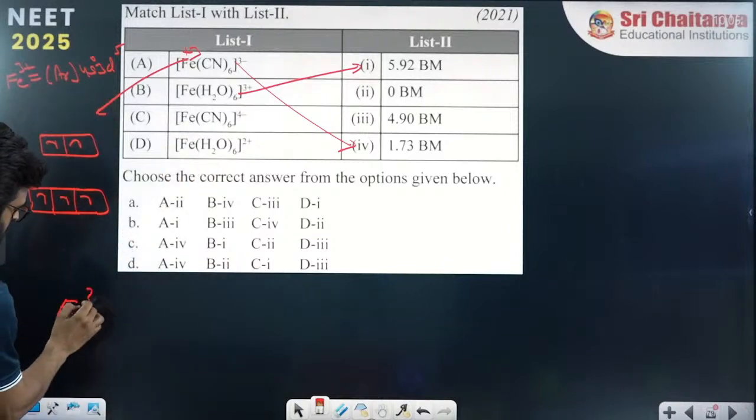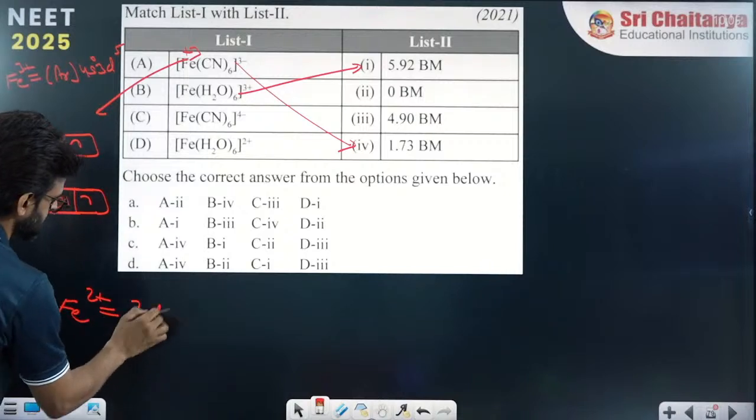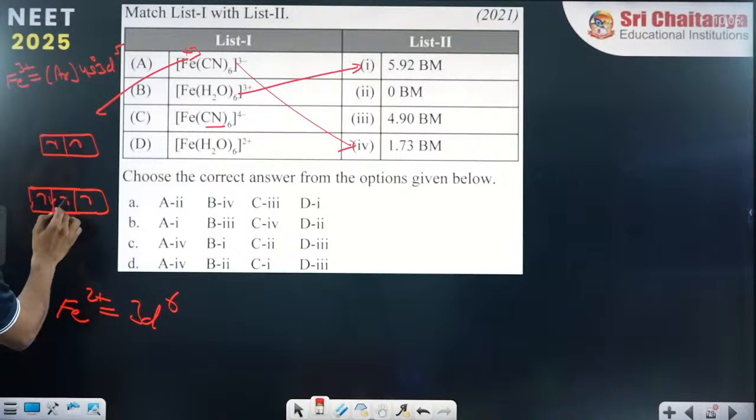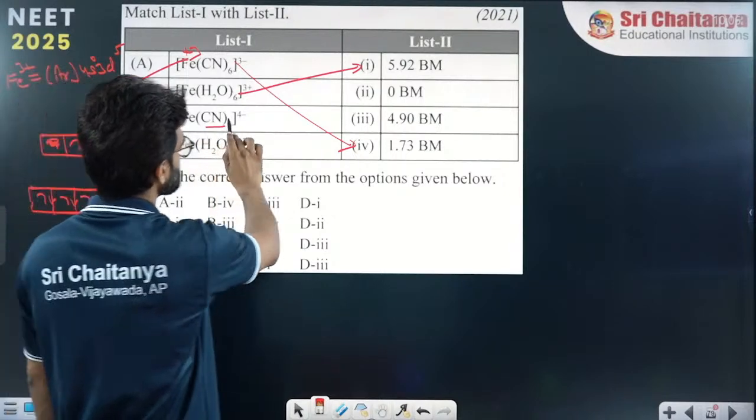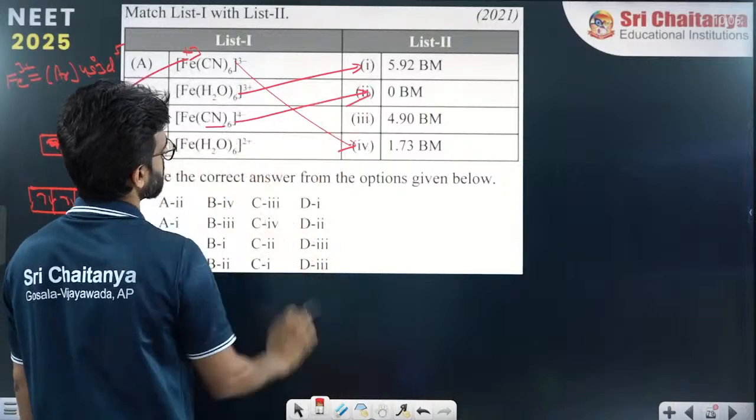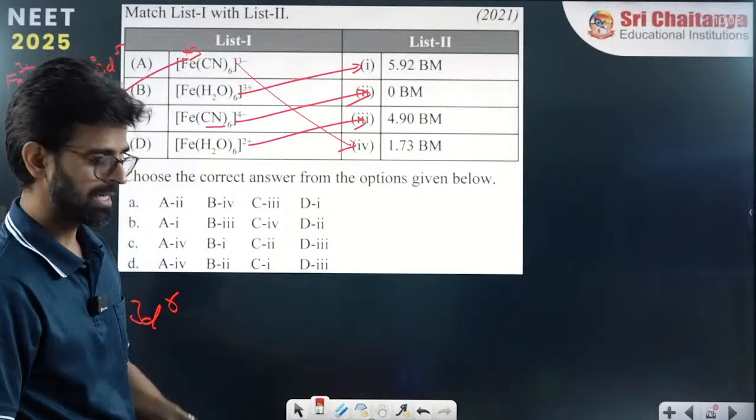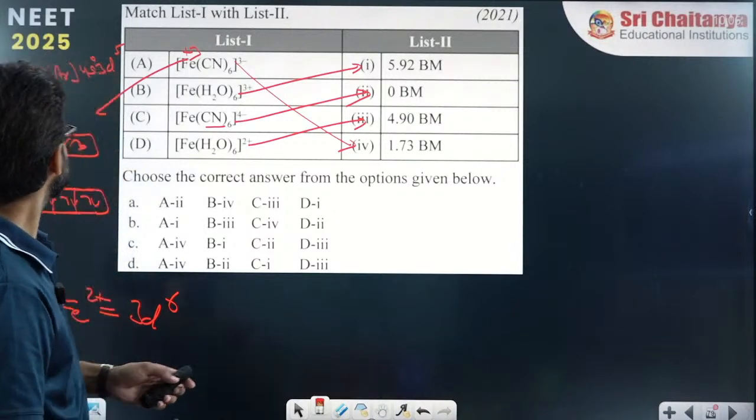If you go for Fe(CN)6, here Fe is plus 2. Fe plus 2 means it is 3d6 and a strong ligand also. So 1, 2, 3, 4, 5, 6. There is no unpaired electron. So in this case we will have 0 unpaired. That's why this one, right? And definitely this one is left, so 4.90. Okay.